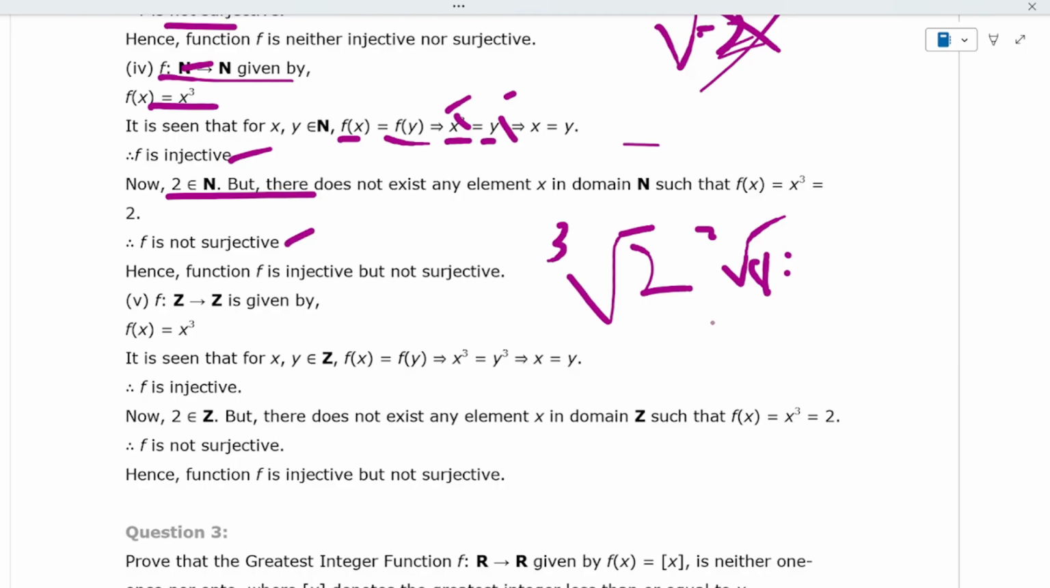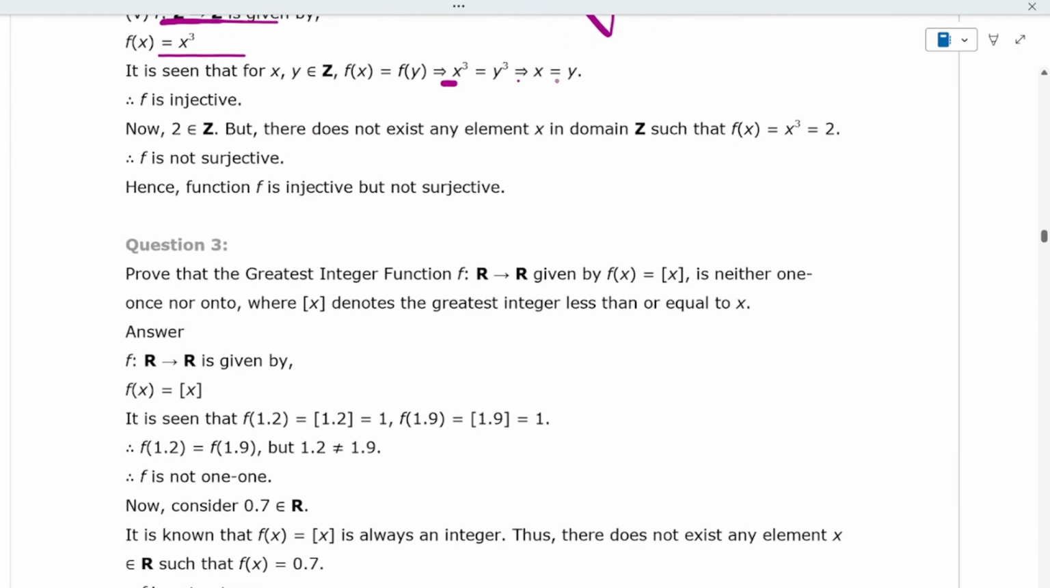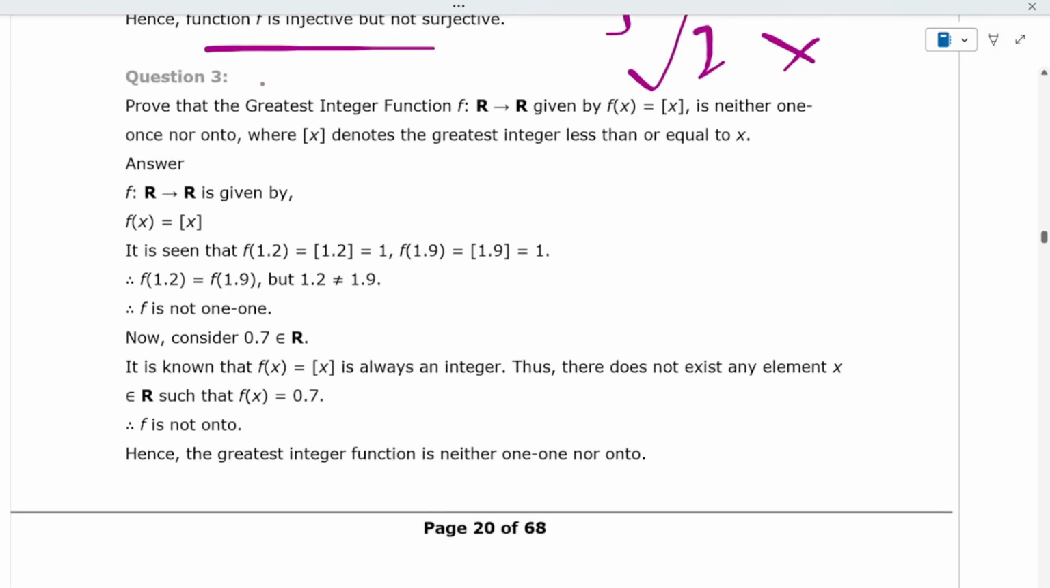Next, if you consider integers and this x cube, it is injective but not surjective, because cube root of 2 does not exist. Okay, it is injective but not surjective.